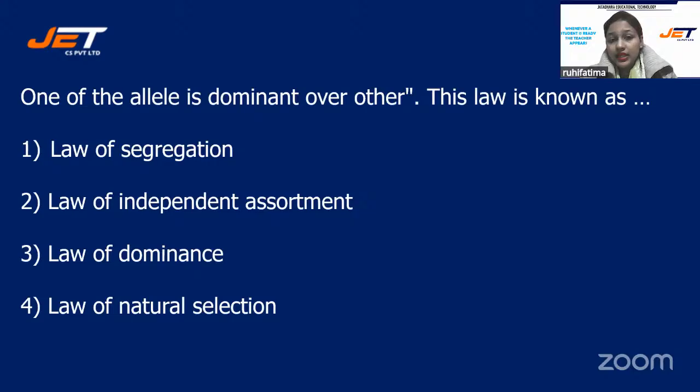One of the alleles is dominant over the other. This law is known as, and your options are number one, law of segregation. Option number two, law of independent assortment. Option number three, law of dominance. Or is it option number four, law of natural selection? Quick, students.